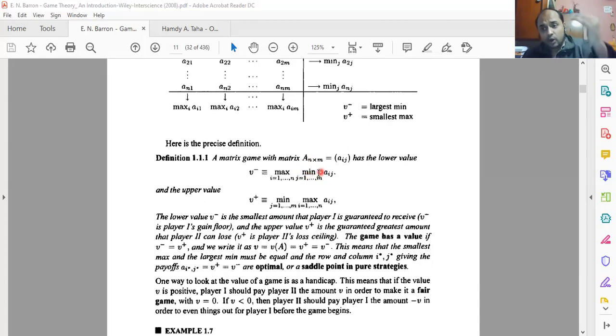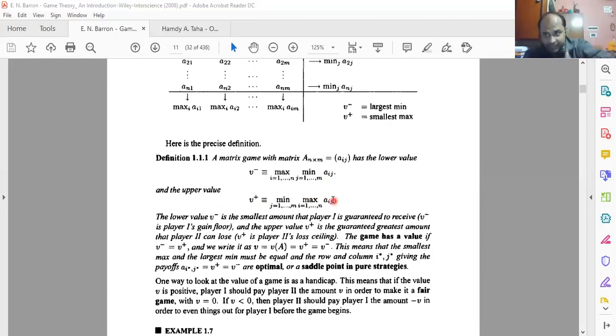Then after you get all the row minimums, you are scanning it from top to bottom. So maximum of all row minimums. Therefore they have written max i from 1 to n, min j from 1 to m. Here they are writing it in this way, but we will move from right to left. We will do all the minimums first and then we'll find the maximum. So that is termed as nu minus, also called the lower value. And for the upper value, you are selecting all the column maximums.